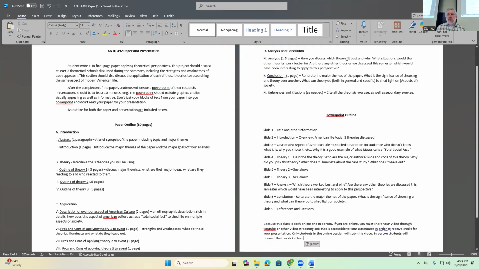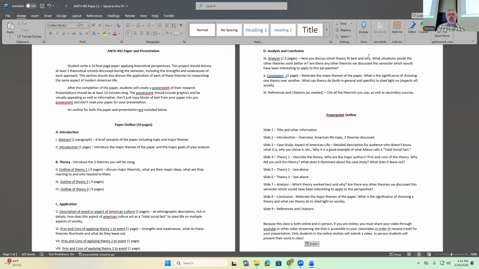Here, you're going to discuss which theory fits best and why. You're going to be the judge of these things. Which situations do you think other theories would work better in? Are there any other theories we discussed this semester which you didn't use as part of your theories, which you think would be interesting to apply to this perspective, and why?